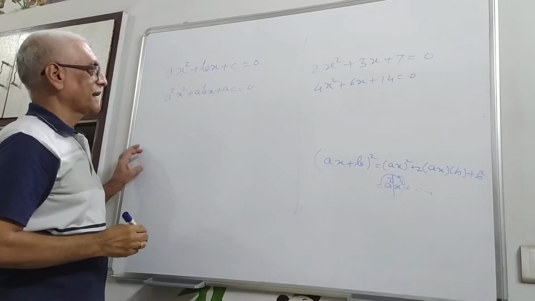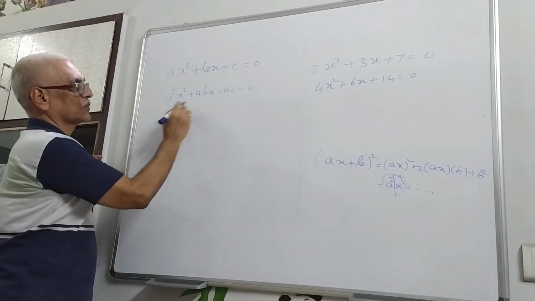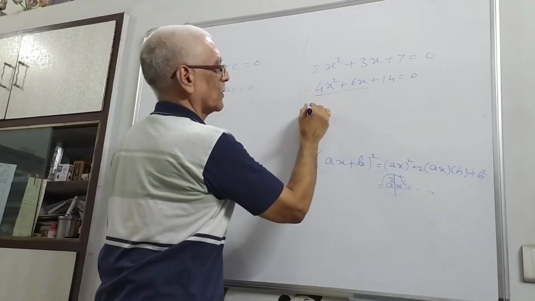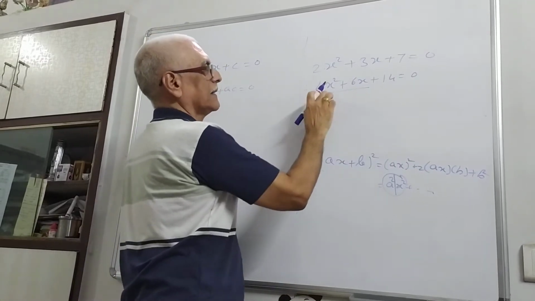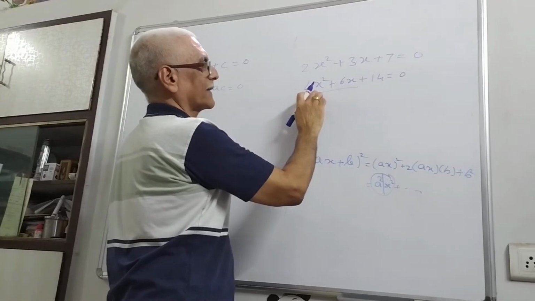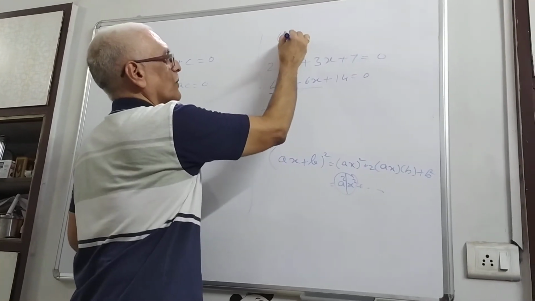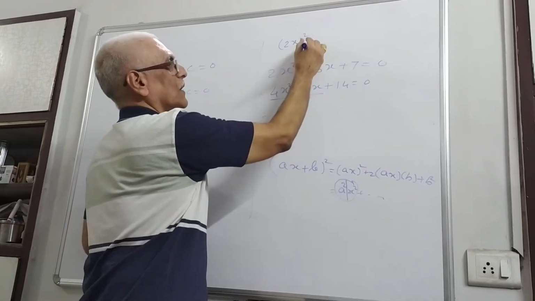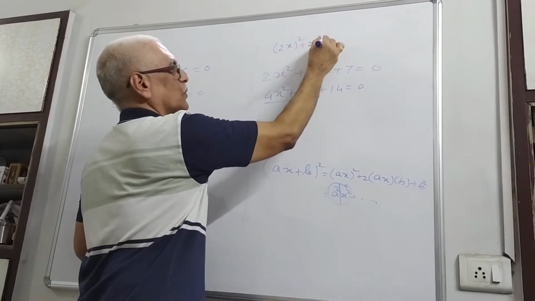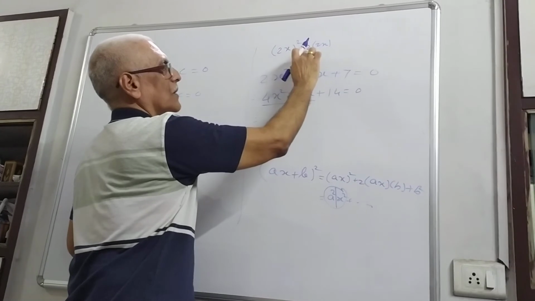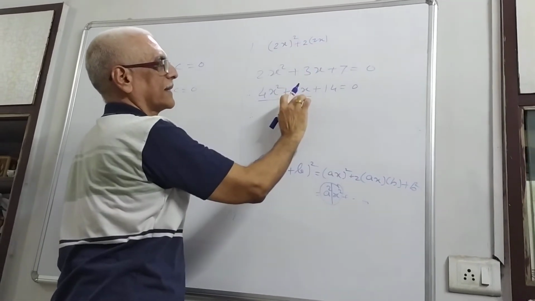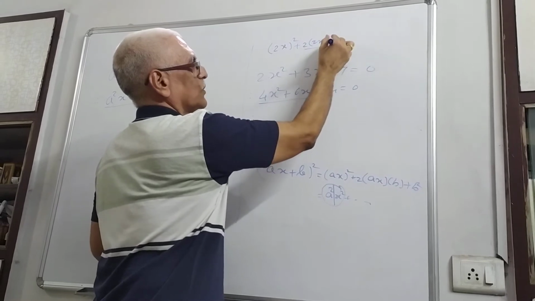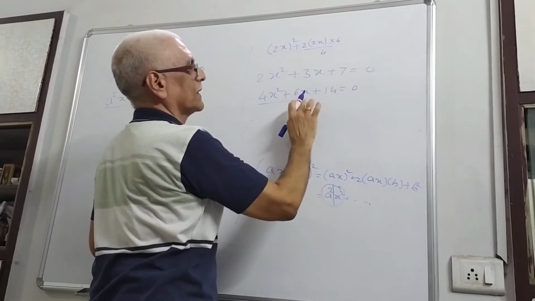Now we are completing the square. For completing the square, we have to find out what is required. Here we will find that this is the square of 2x. So if you write this as square of 2x, then this is 2 times the first term and second term. First term is 2x and 2 into 2 is 4. Here it is 6, so 6 is to be divided by 4. So this is the second term.